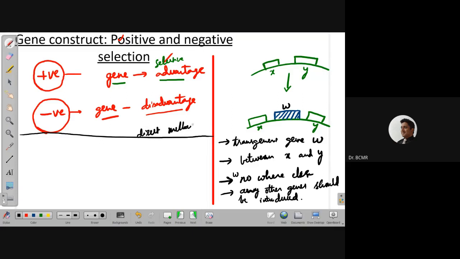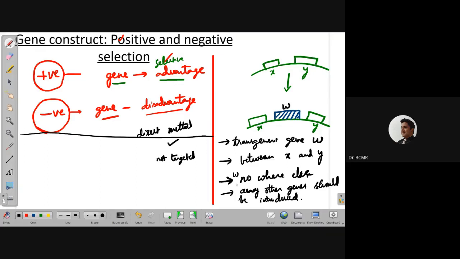Direct method, transgene W, yes, that is also likely to happen. Only between X and Y, that is not targeted, right? We don't have a target. It's usually not targeted, especially when you're using viral vectors and so on. They may integrate anywhere in the genome. We don't know where exactly it is targeting.